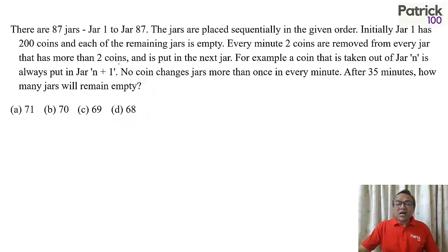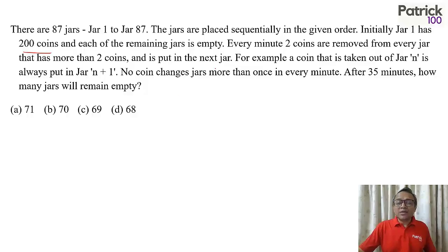So 87 jars are there. Here, when you have a lot of jars or the numbers are very big, try to find a pattern. There are 200 coins placed in the first jar, and the remaining jars are empty.